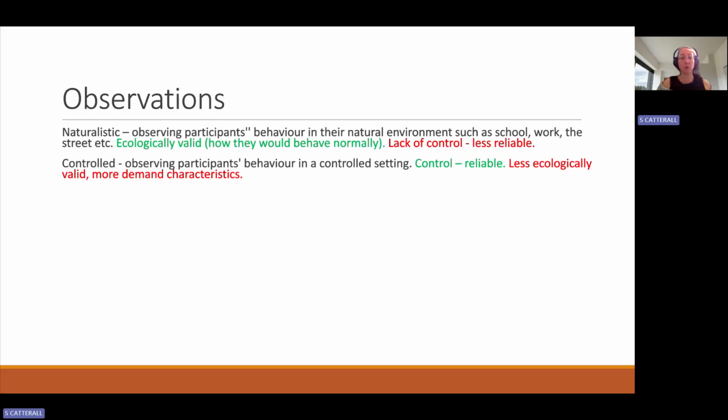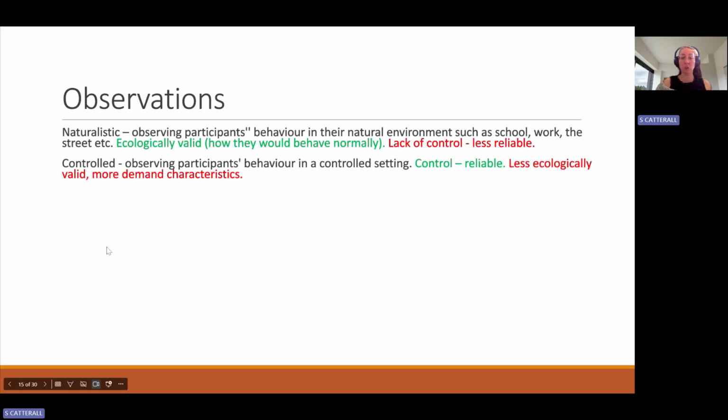Very ecologically valid because that's the way they normally behave, but we have no control over the extraneous variables that might be in the environment. So we can't really replicate it and get the same results, less reliable. We also can't really establish any causality, but I would avoid that one with observations because oftentimes you don't have an IV, so you can't do that anyway.